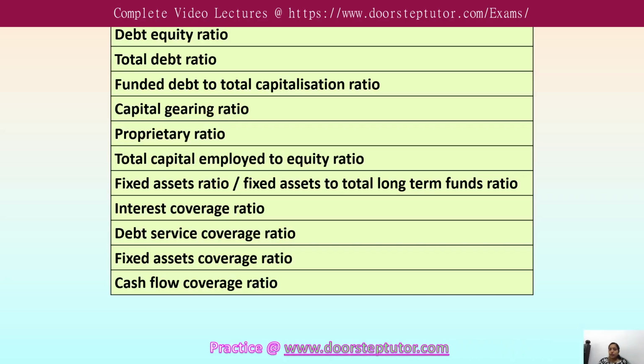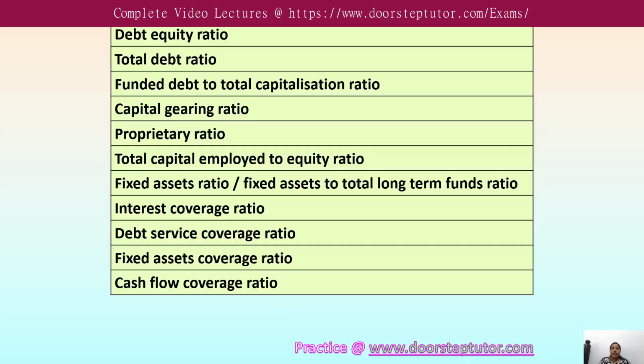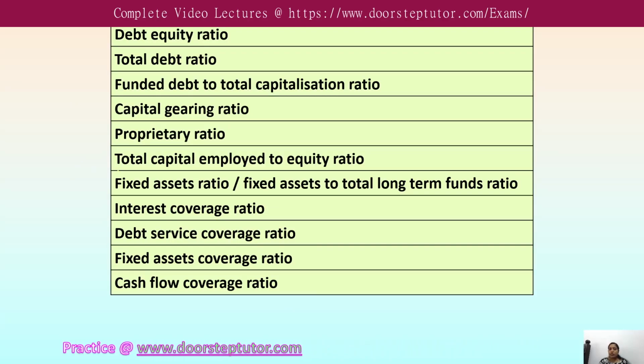And these ratios are usually expressed as a percentage. It can be expressed as a percentage, it can be expressed as a decimal, it can also be expressed as a pure ratio. Okay. Now, these are the different types of long-term solvency ratios, the most common ones.